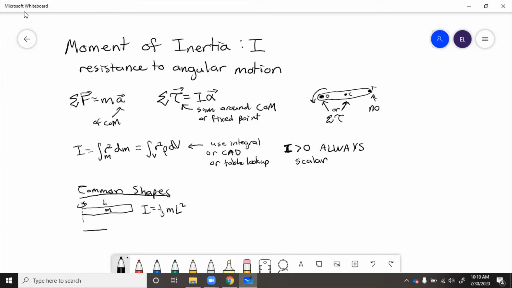Now, if instead the rod is rotating around its center axis, so let's say this is L/2, L/2, it's rotating around here, this moment of inertia equals 1/12 mL squared. So it's easier to spin something around the middle, kind of when it's balanced, than around the end when it's not.